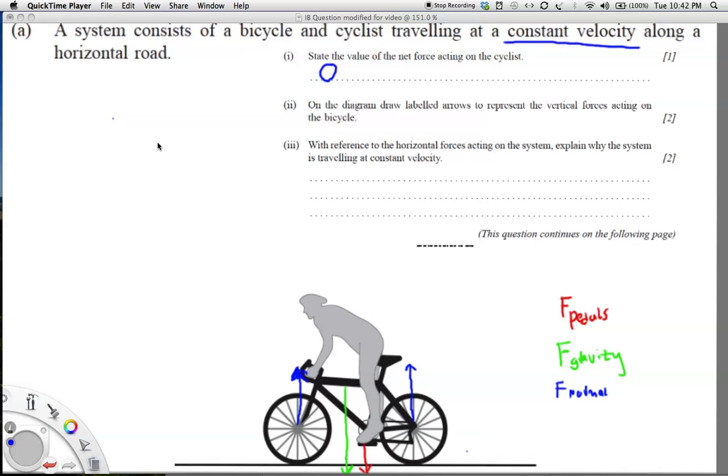The guy's moving at a constant velocity, and so he's not accelerating in any direction, so the net force has to be 0. Okay. And the key is constant velocity.